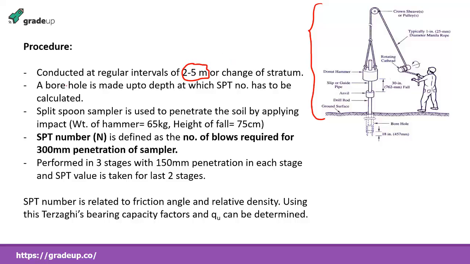Here, first a borehole is made up to the depth at which the SPT number, that is standard penetration number, has to be calculated. For example, if you have to find the standard penetration number here, then you have to make a borehole up to this depth. Then you have to enter this, which is called the split spoon sampler. This is used to penetrate the soil by applying some impact from above, and to give some impact we have this standard hammer.